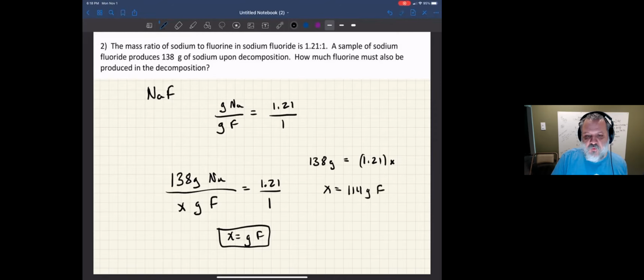And so we know that it's 114 grams of fluorine as the answer, because when I take 138 and divide it by 114, I get 1.21. So that's consistent with the law of constant composition. Okay.